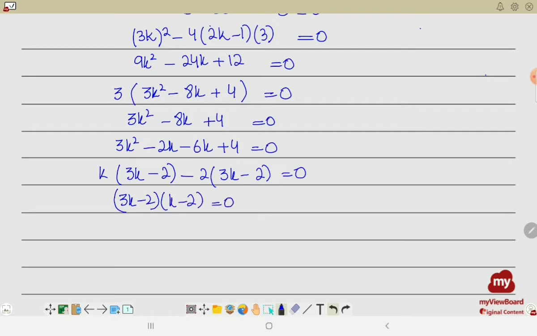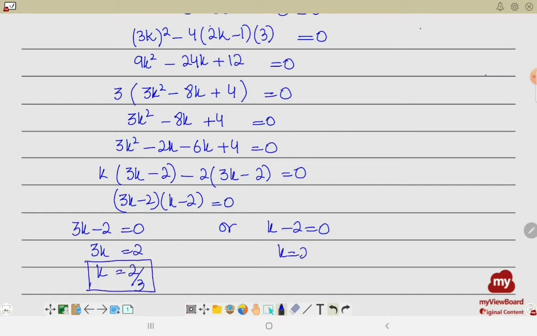So we got two factors. We'll equate these two factors equal to 0. So either 3k minus 2 is equal to 0 or k minus 2 is equal to 0. So 3k is equal to 2, here we have k is equal to 2 by 3. So we got the value of k, and here we have k is equal to 2. So for these two values of k, the roots of the given equation are equal, right?